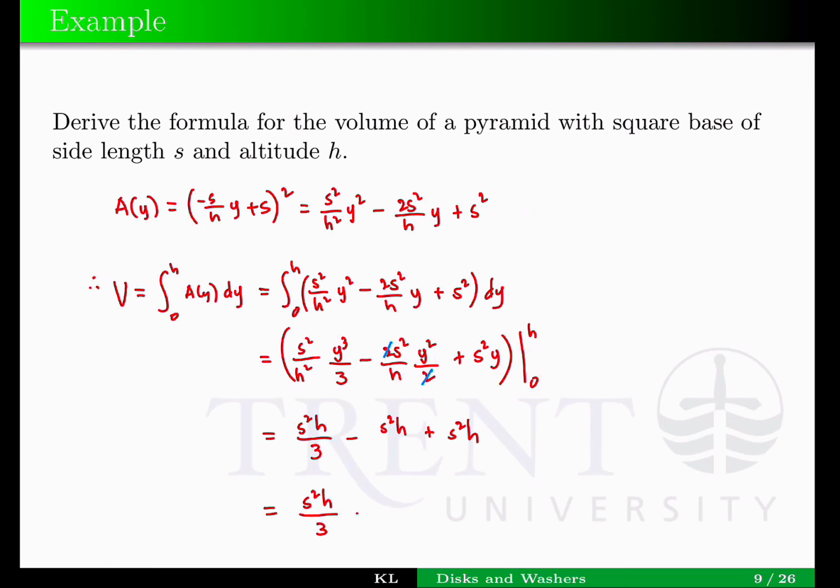And notice this will be equal to s squared h over 3. And this is the familiar formula for our pyramid: area of the base times height over 3. Our base is s squared, side length s, take note, that's the base, and the height is h. Right? So that's how we do this.